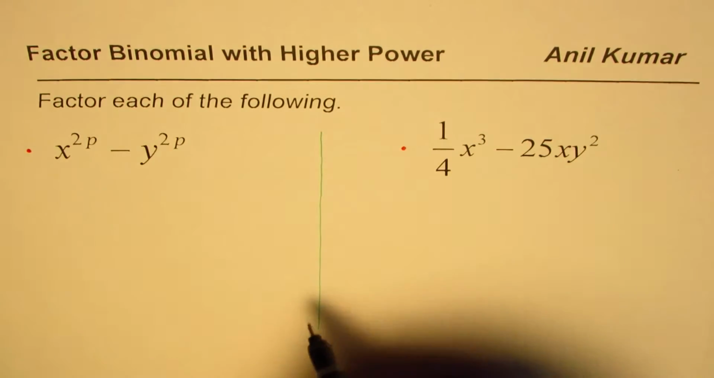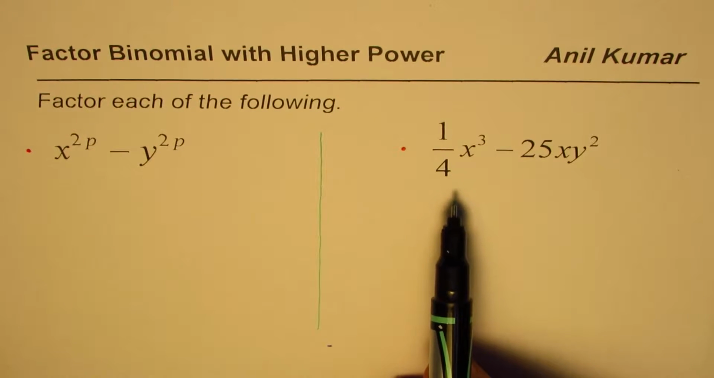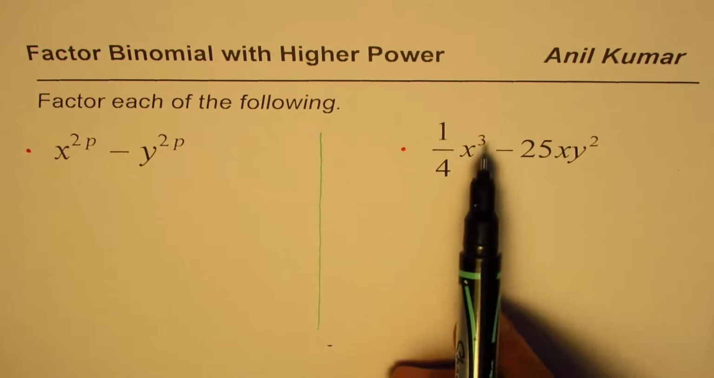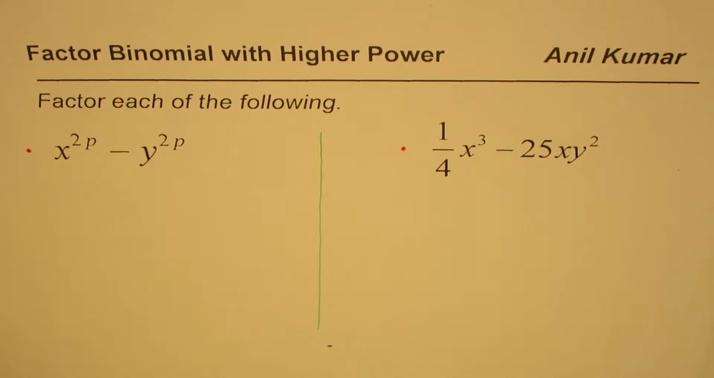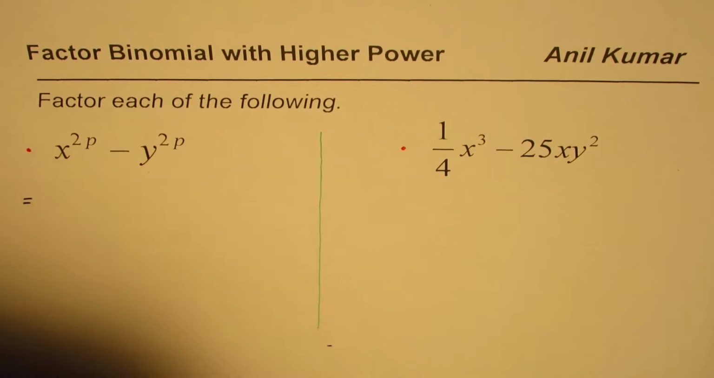So the question on the left side is x to the power of 2p minus y to the power of 2p. The right one here is 1 over 4 x cubed minus 25xy squared. So let's do the left side one first. Now, we could write this as a difference of squares.